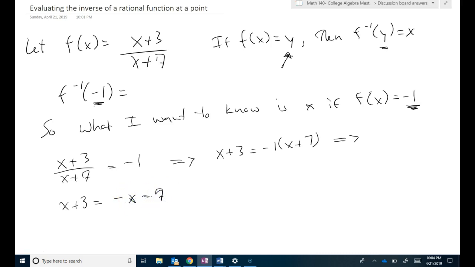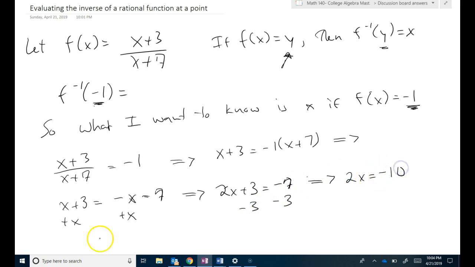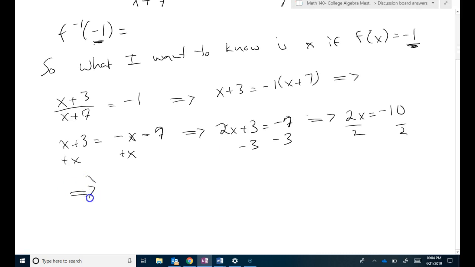Okay, and now I'm just going to do some algebra. We'll add x to both sides, plus x to plus x. So that gives me 2x plus 3 equals -7. And then we'll subtract 3 from both sides. That gives me 2x equals -10. And so then we'll divide both sides by 2, and that gives me that x equals -5.